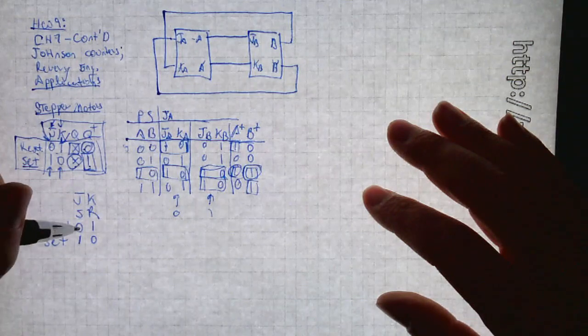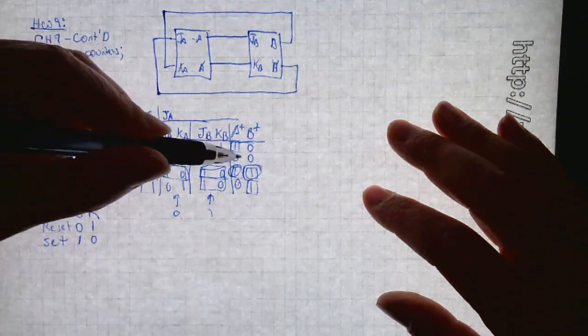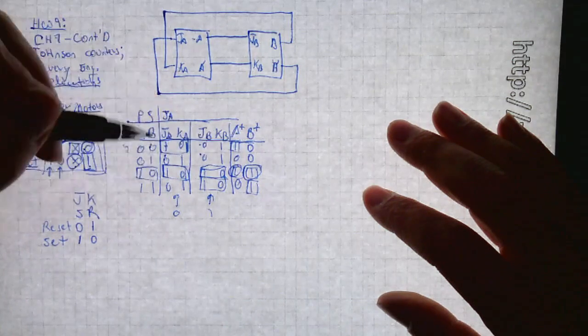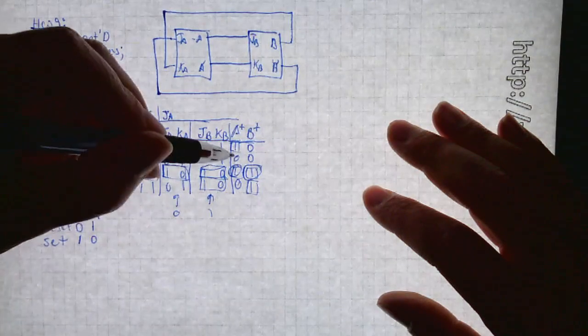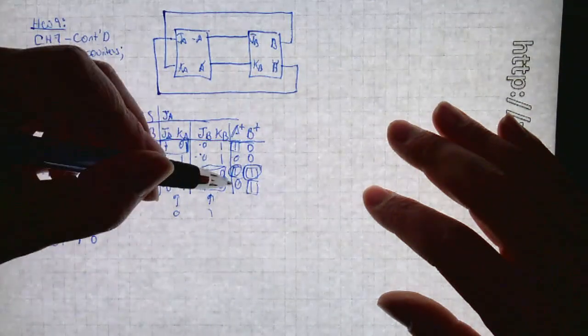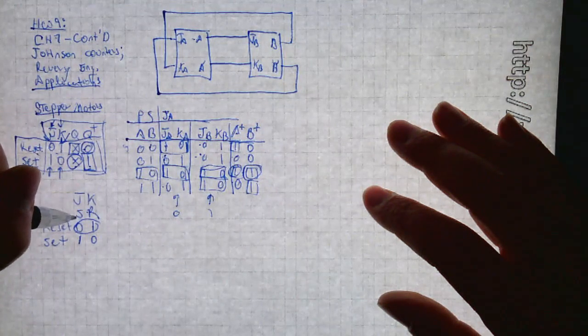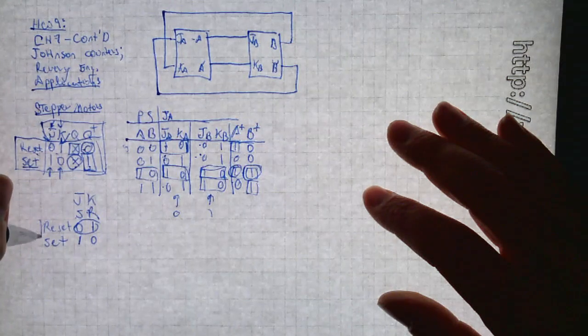So if 0, 1 is used on input, like over here and over here, then you expect the output to be 0. Here's a 0, 1, so output 0. Here's a 0, 1, output 0. Here's 0, 1, output 0. Because 0, 1 says you're going to assert reset, and you're going to assert set as 0. Is it clear?